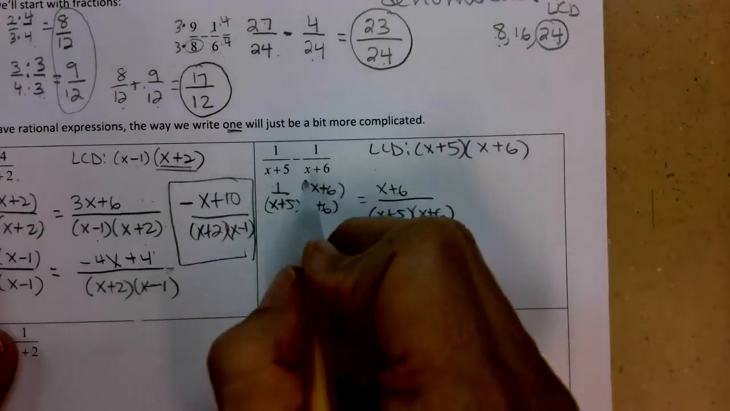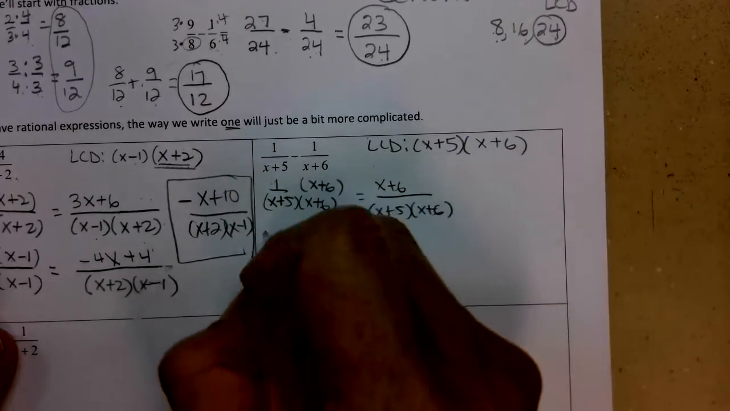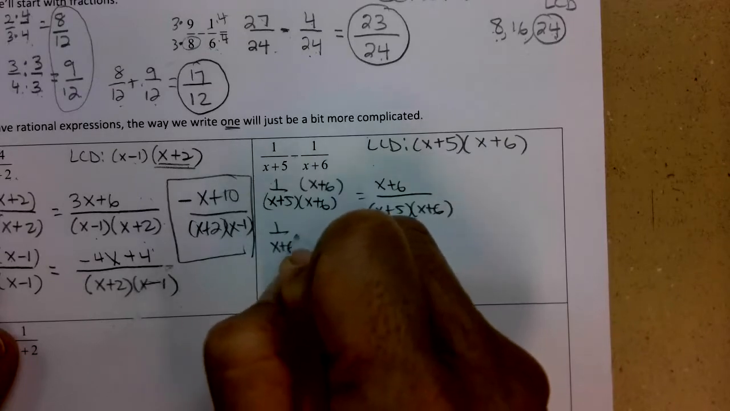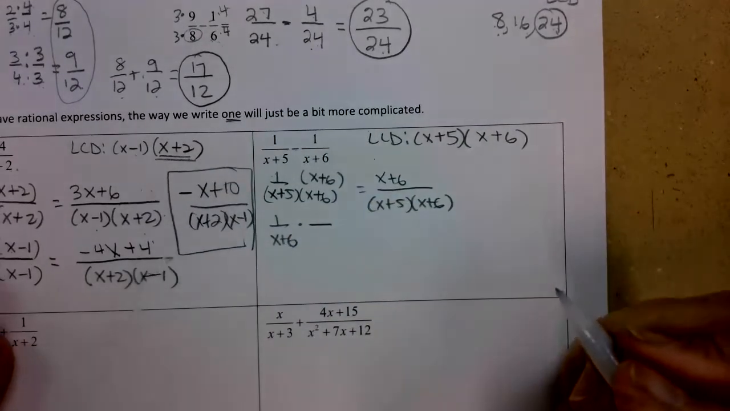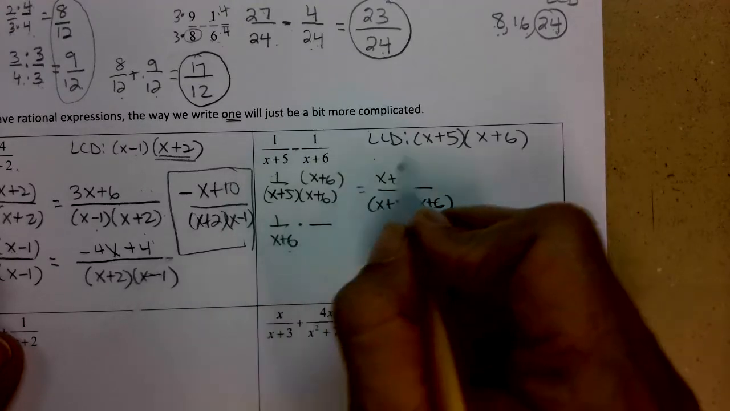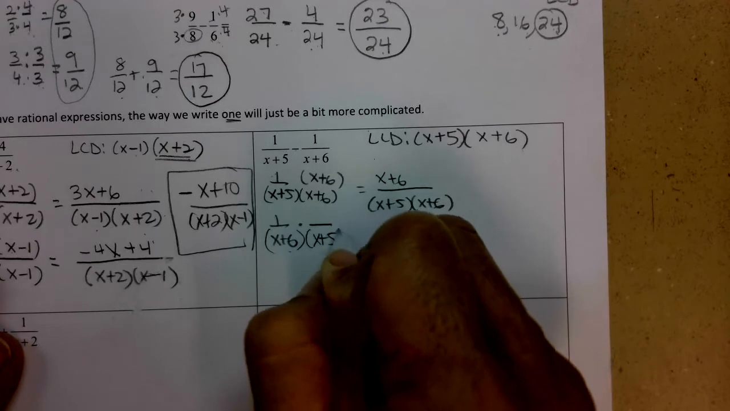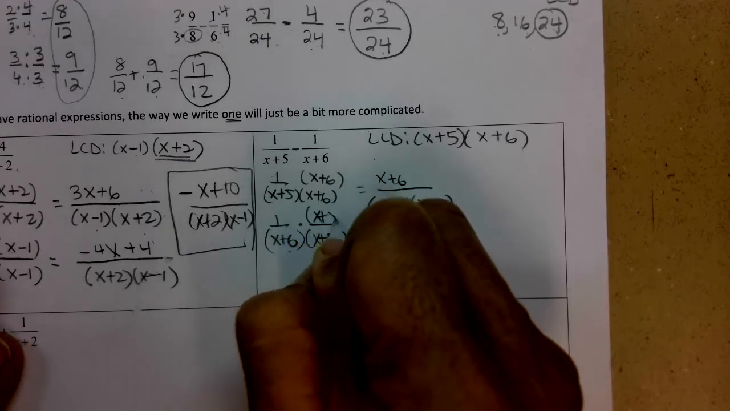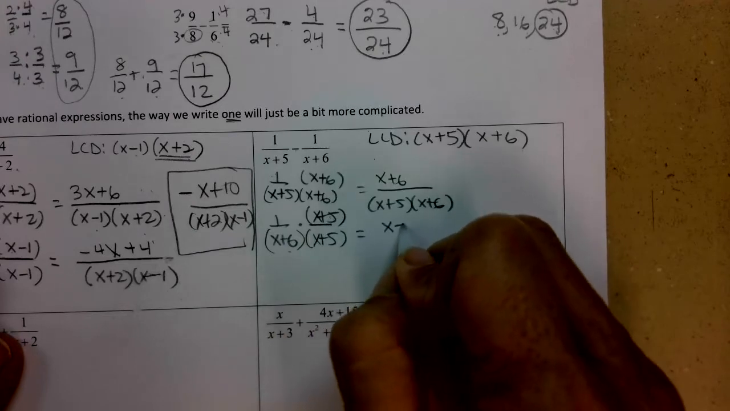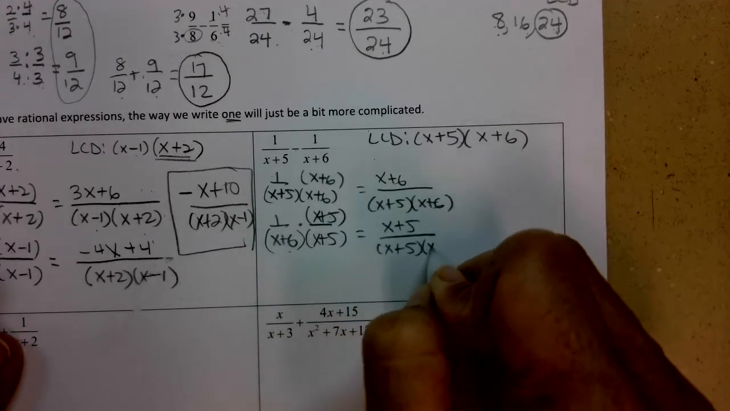Okay, second fraction. And I'm subtracting. So I'm going to have to think about that here in just a second. But I'll just do the 1 over x plus 6 now, and we'll deal with the subtraction here in a second. So times. I need to get to my common denominator. It has the x plus 6. It needs the x plus 5. x plus 5 for the top and the bottom. 1 times x plus 5 is just x plus 5. And then the common denominator.